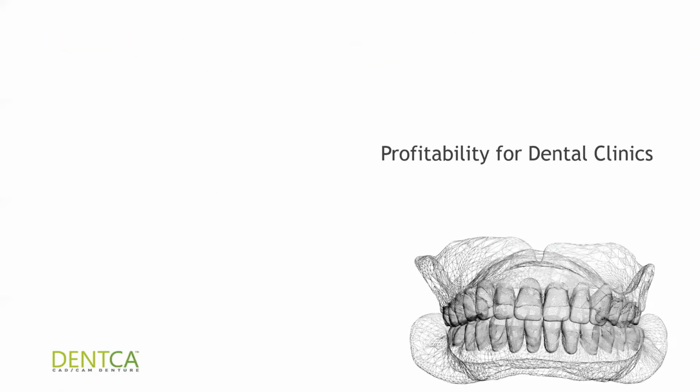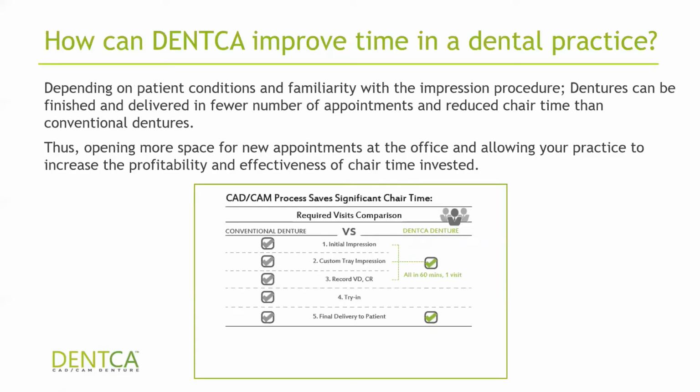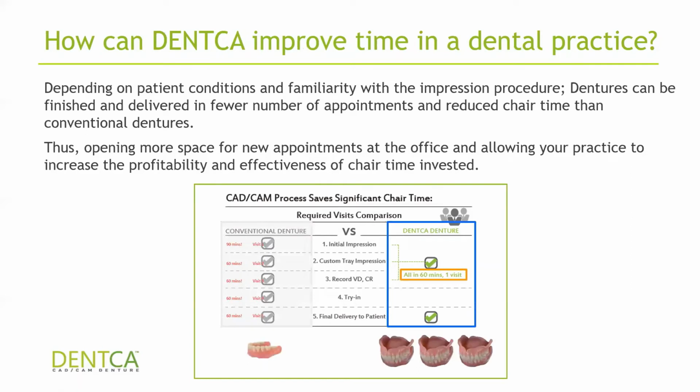So let's start with the simplest part, which is why is it profitable for dental clinics? And well, depending on what the patient's conditions are and how familiar you are with the impression procedure, whether you're using the Dentca trays or whether you are using intraoral scanners, the whole process of getting a denture done conventionally requires initial impressions, custom tray impressions, recordings for CR and vertical dimension. And then you have to do a wax setup where you're going to check several things, and then you're going to do a final delivery to the patient. So all these visits take a lot of time.